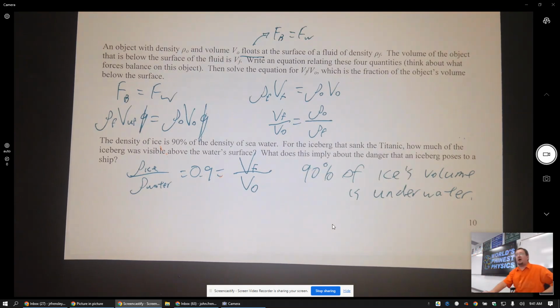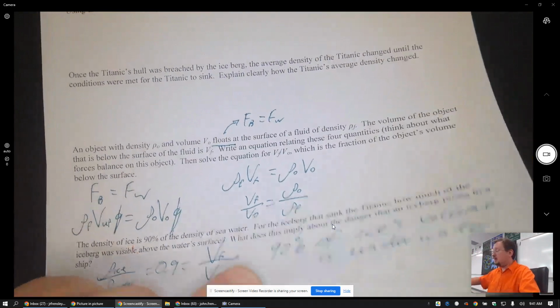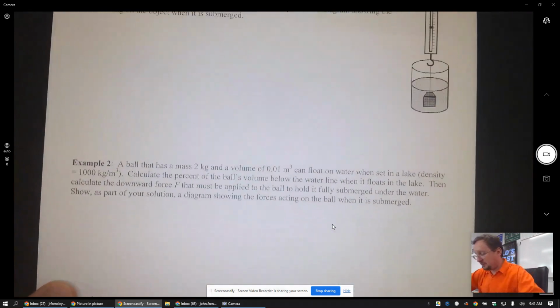Let's see, what else? Let's say a piece of wood has 75% as much density as water. Then 75% of the wood will be under the water when it floats, and the other 25% will be above. So that's a powerful shortcut for your students, and I would emphasize that to them repeatedly.